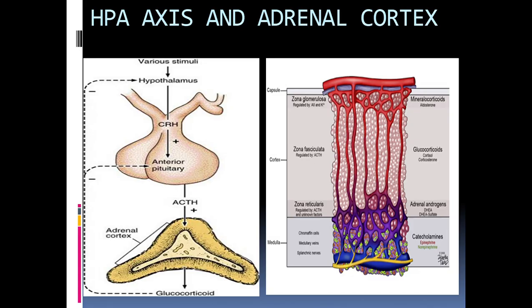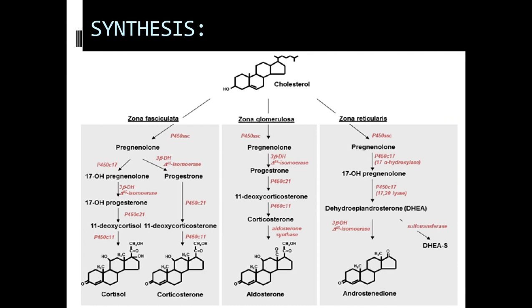Coming to the synthesis of glucocorticoids, from cholesterol the zona fasciculata produces cortisol and corticosterone. From the zona glomerulosa aldosterone is synthesized, and from the zona reticularis androstenedione is released. This image shows the pathway of the synthesis of cortisol, corticosterone, aldosterone and androstenedione. You can go through this image and the books to learn more about this.